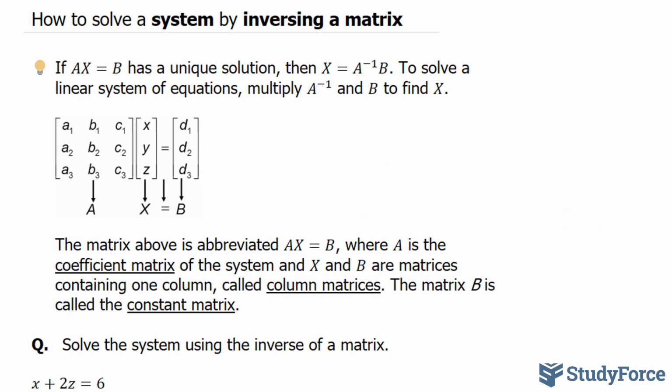In this lesson, I'll show you how to solve a system by inversing a matrix. Let's start with a bit of theory. If AX is equal to B has a unique solution, then the matrix X is equal to the inverse of matrix A times B. To solve a linear system of equations, we multiply the inverse of A and B to find X.